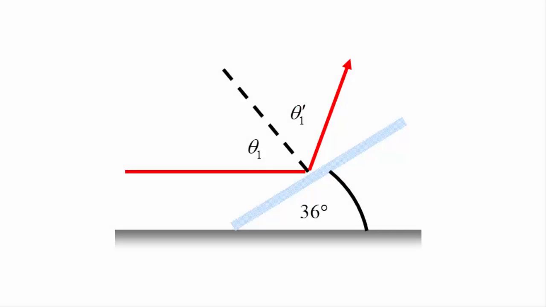A ray of light traveling horizontally strikes a mirror that is tilted at an angle of 36 degrees to the horizontal as shown in the figure. What is the direction of the reflected light with respect to the normal of the mirror surface?